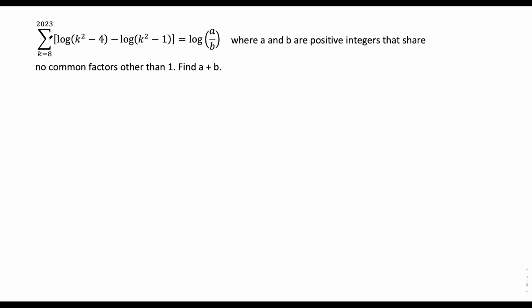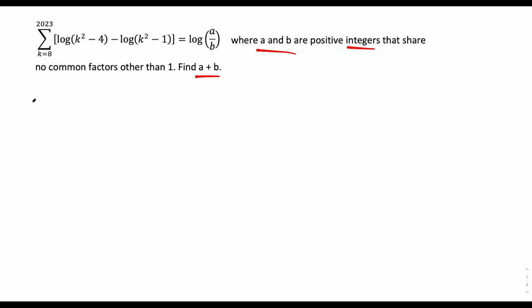And what we want to do is take this expression here, going from k equals 8 to 2023, and simplify it to a single log expression a over b, where a and b are positive integers, and they share no common factors. That means this is going to be as reduced as possible. And then we want to find what is the value of a plus b.